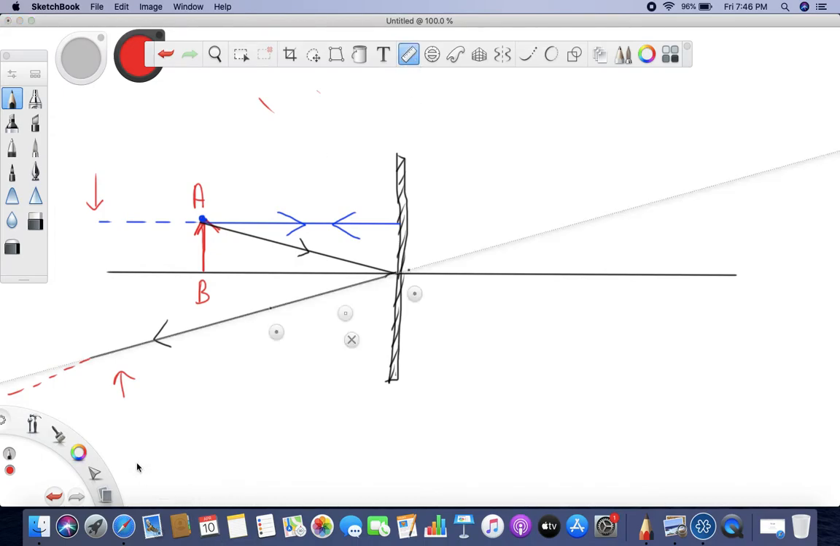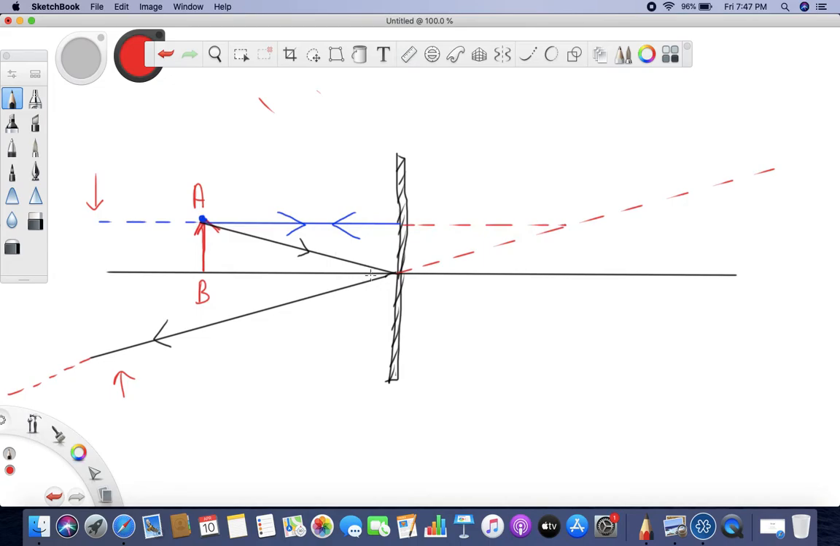So for that, if they don't meet in front of the mirror, we have to extend them. So see, I am extending them. And whenever you extend them, make sure you draw a dotted line. So this is how I extend one ray. Then let me extend another ray. So I extend another ray from here, and if you see, they meet at this point.